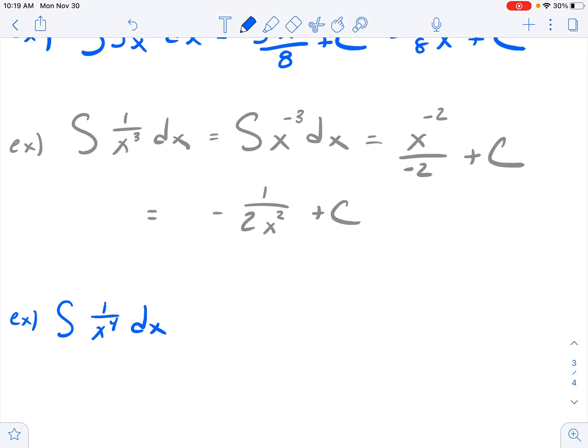Okay, give that a try. If you need to pause and then hit play to see. Adding and dividing and rewriting.